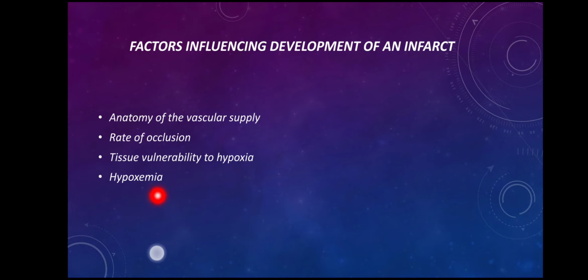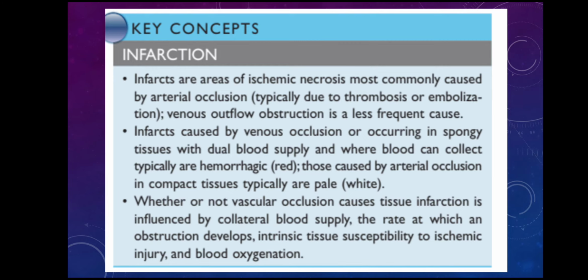And lastly, hypoxemia. If the oxygen content of the blood is low, that also will cause increased extent of infarction of that tissue. And lastly, these concepts from Robbins. Infarcts are areas of ischemic necrosis, and most commonly they are caused by arterial occlusion.